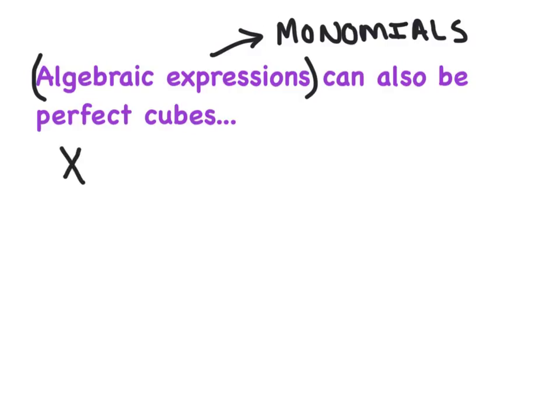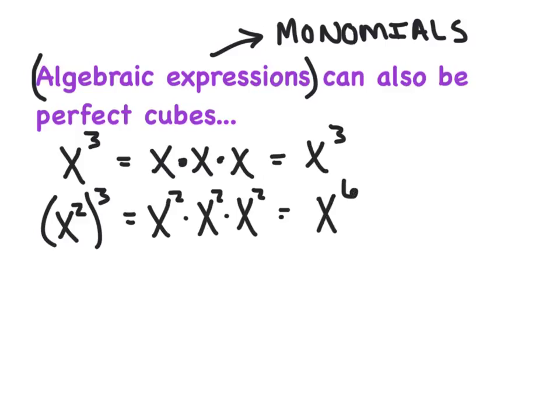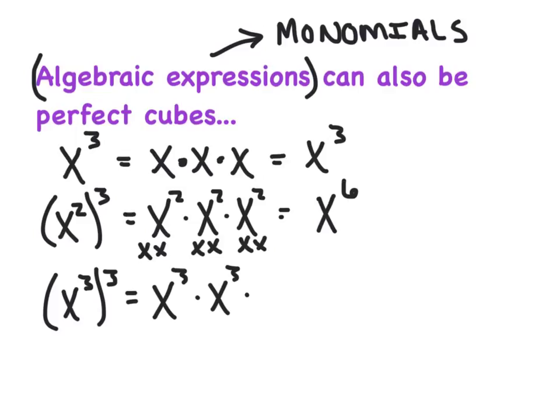x raised to the 3rd power, well, that means x times x times x, which is just x cubed, so x cubed is considered a perfect cube. But what if I stepped it up and I said I want to take x squared and raise it to the third power? X squared times x squared times x squared. Well, that turns out to be x to the 6th, and if you want to break that down even further, it's x times x times x times x times x times x, which is where the x to the 6th comes from. What if I said I want to take x cubed and raise it to the third? X cubed times x cubed times x cubed equals x to the 9th.